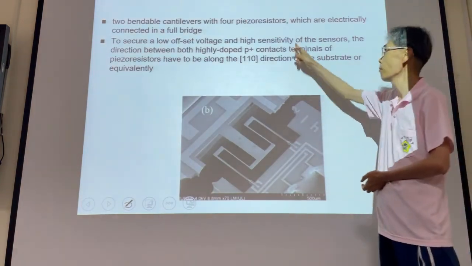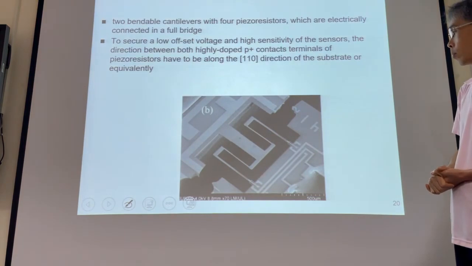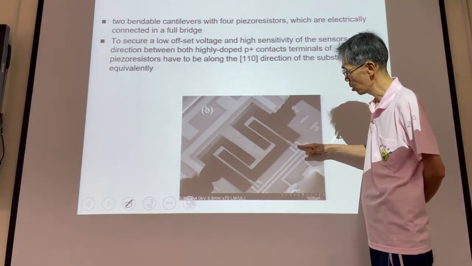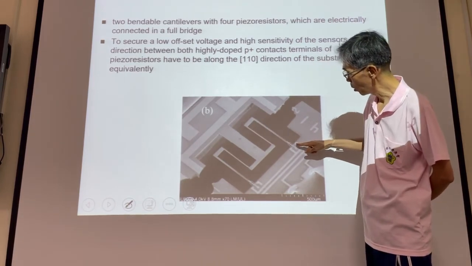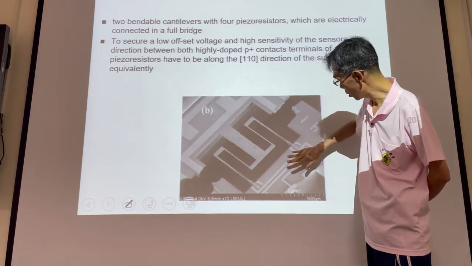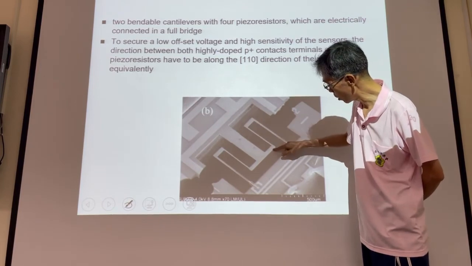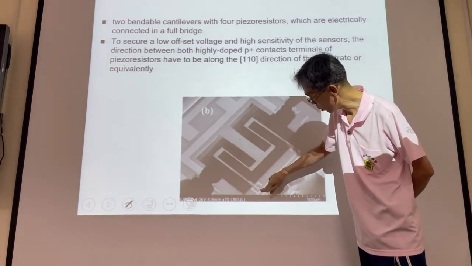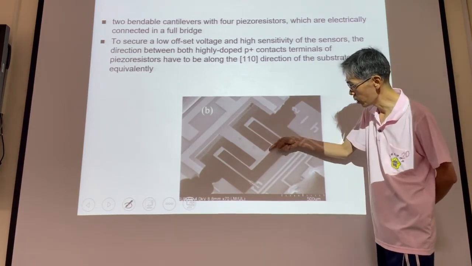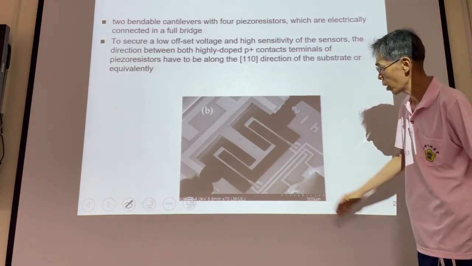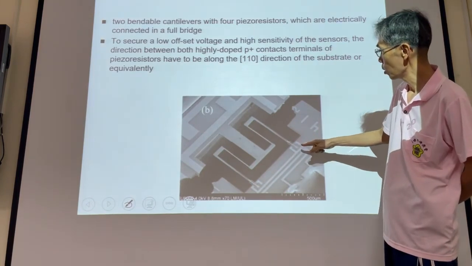Frank, could you read this first point? Two bendable cantilevers with four piezo resistors which are electrically connected in the four grid. Okay, thank you. See, this is an anchor, and this is another anchor. So we have a beam that goes this way. So we can move this one.